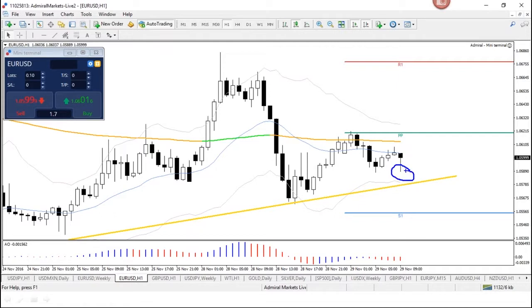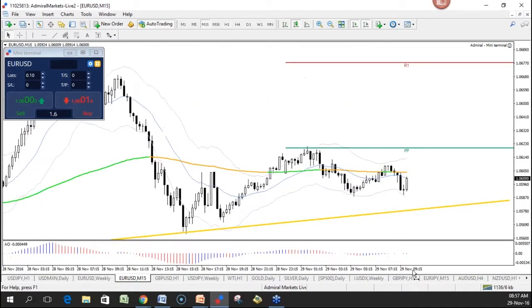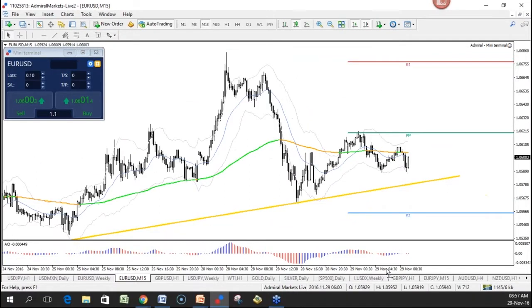For this bounce idea, it's a bit risky with the pivot point so close. I think it will bounce, but probably the best time to take that bounce would have been a doji like this. Maybe not the best, but probably the only one at the moment. Let's see.